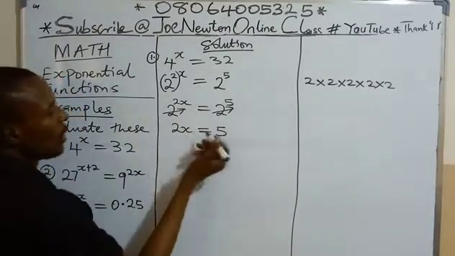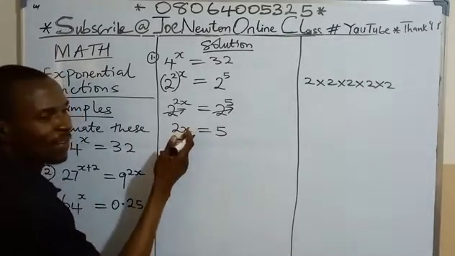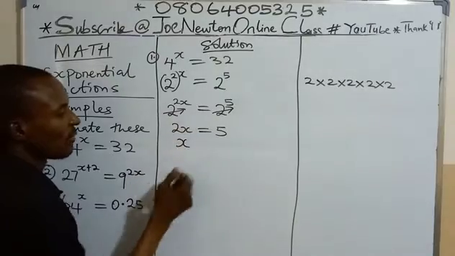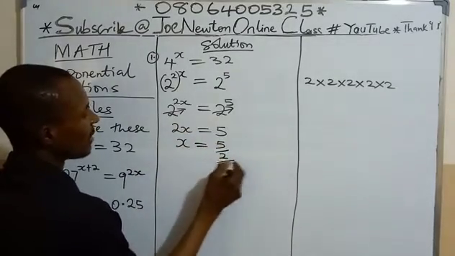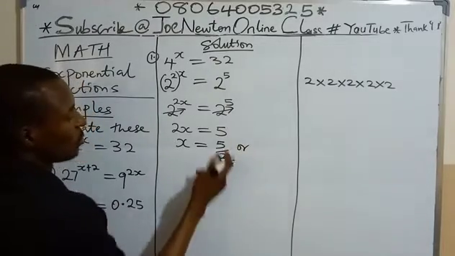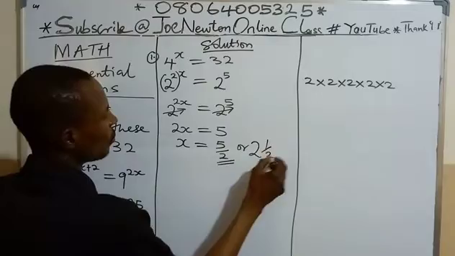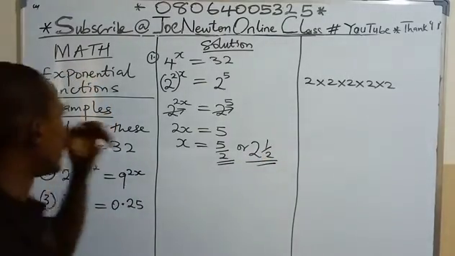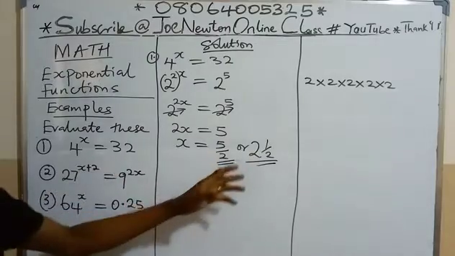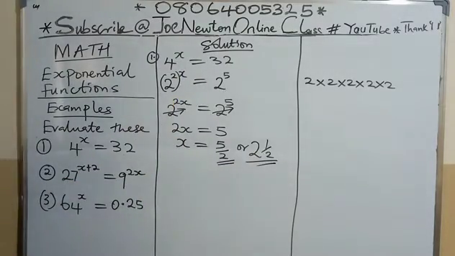So now make x the subject of the formula. Find the value of x by dividing both sides by the coefficient of x. That equals 5 over 2. That's our answer. Or you can write it as 2 whole number 1 over 2. That's the answer. So you see, it's very simple. Then let's continue to the next one.